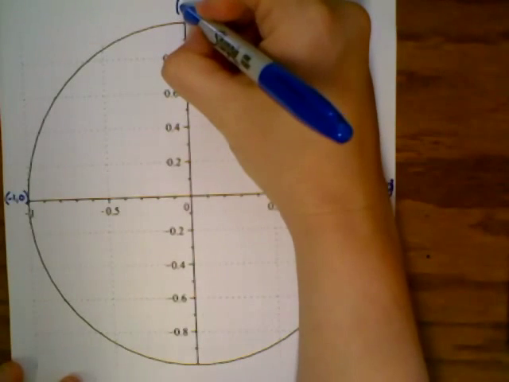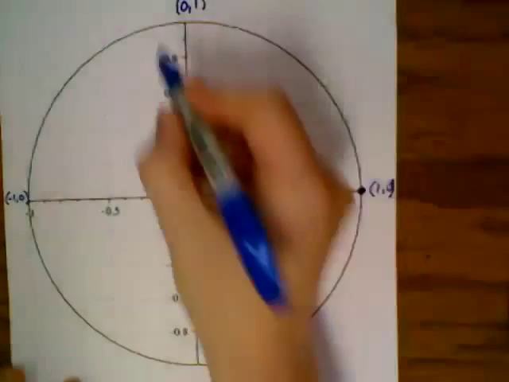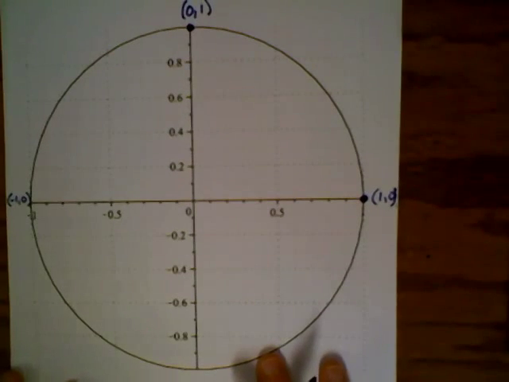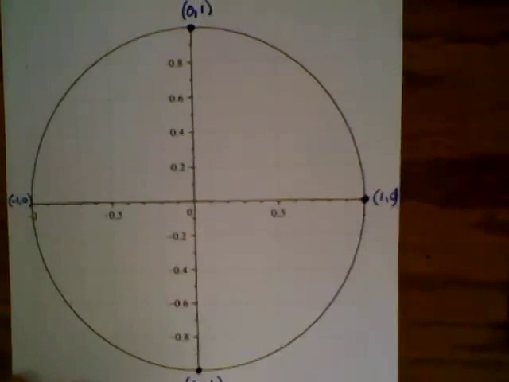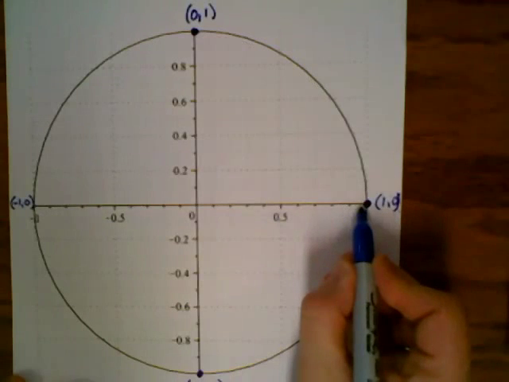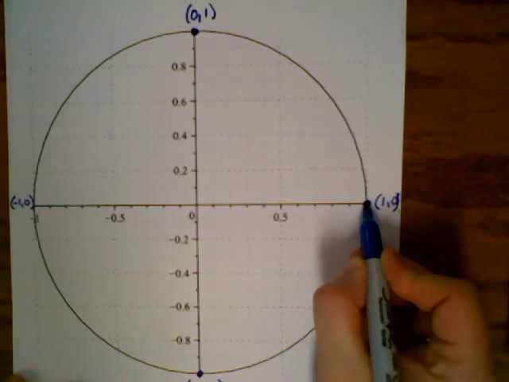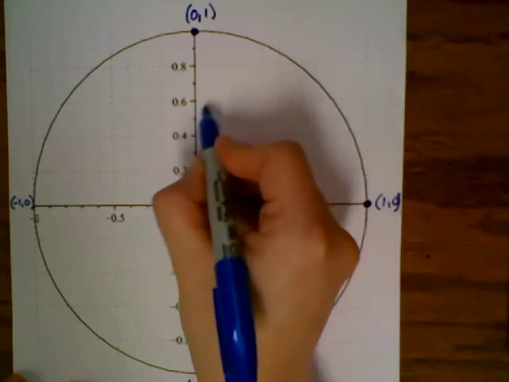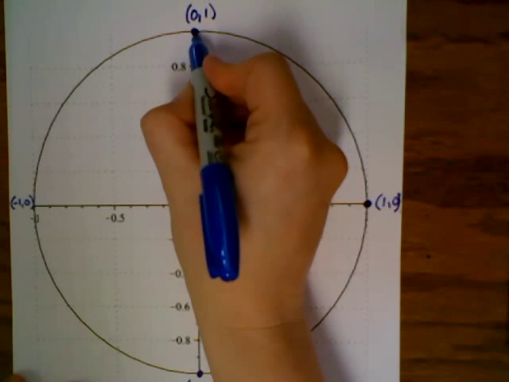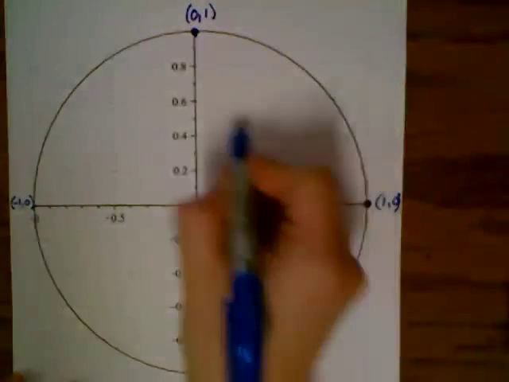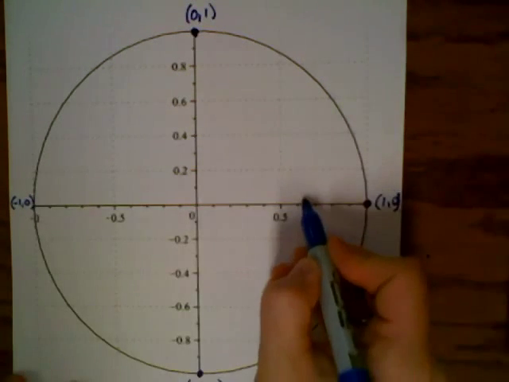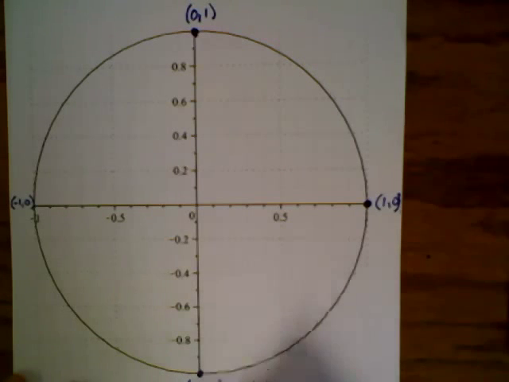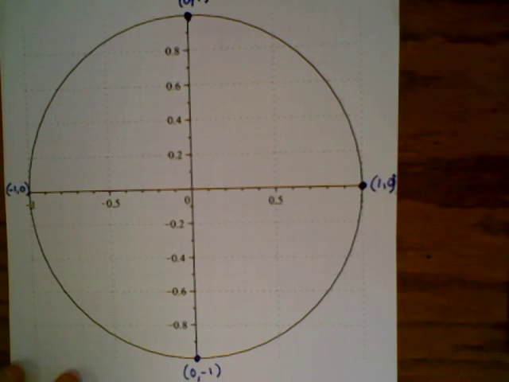Now if we were to move 1 unit upward, we could highlight the ordered pair 0, 1 and its mirror image 1 unit downward, 0, -1. Okay, so a 0-degree angle, its terminal side intersects the unit circle at 1, 0. A 90-degree angle, its terminal side intersects the unit circle at 0, 1. 180 degrees, its terminal side intersects the unit circle at -1, 0. And then we've got 3/4 of the way around, 270 degrees, its terminal side would intersect the unit circle at 0, -1.